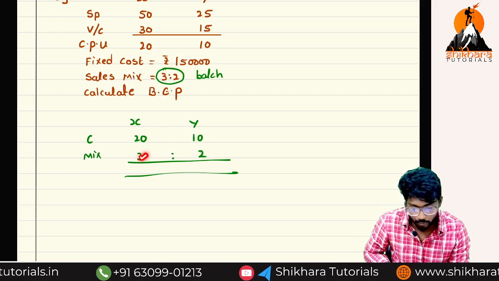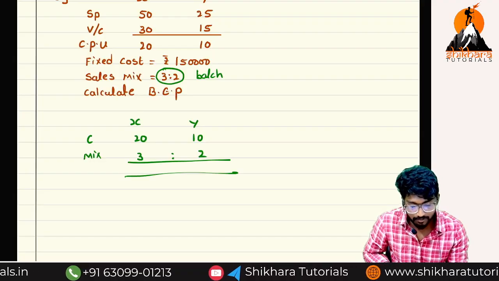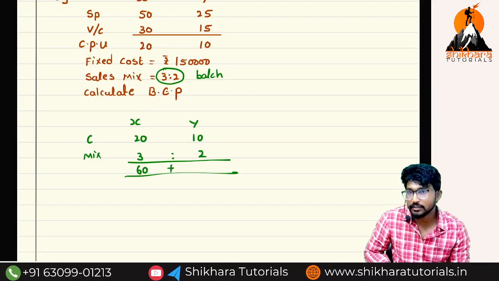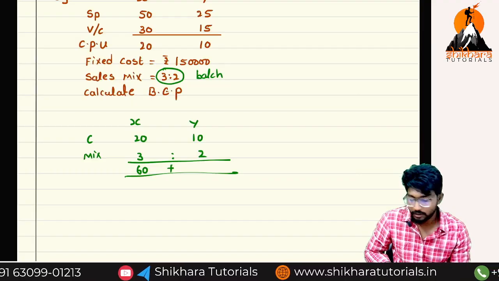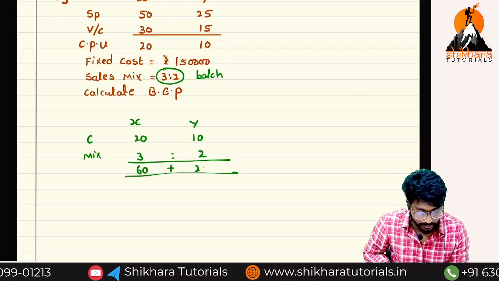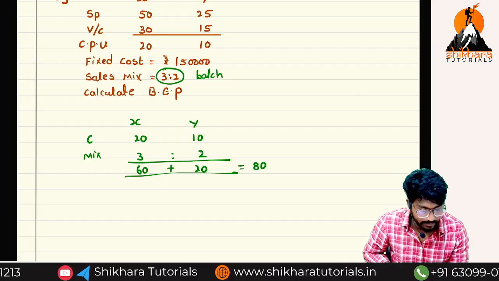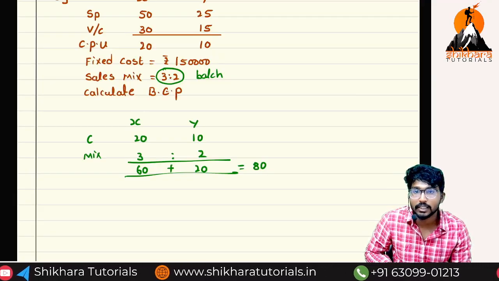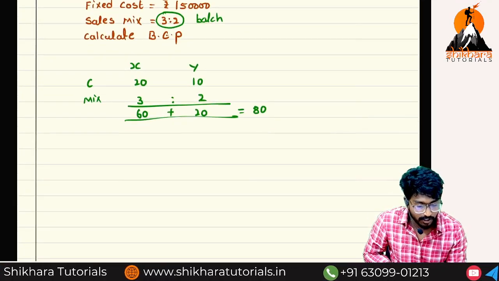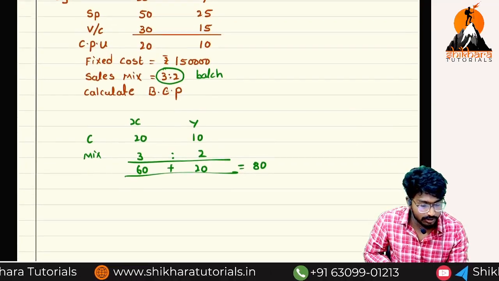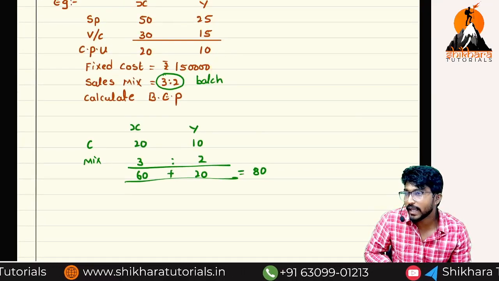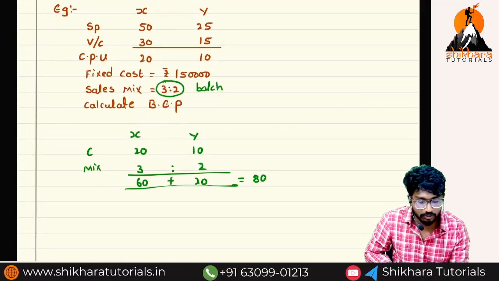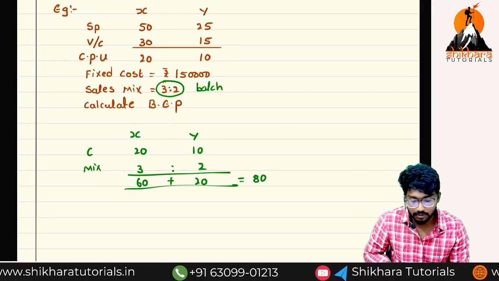Now if I sell 3 units of A, I will get a contribution of 60, plus in the same batch I have 2 units of Y, 10 into 2, that is 20. That means I will get 80. By selling one batch, I am getting a contribution of 80 rupees. Now, how much amount do I have to recover? 1,50,000.